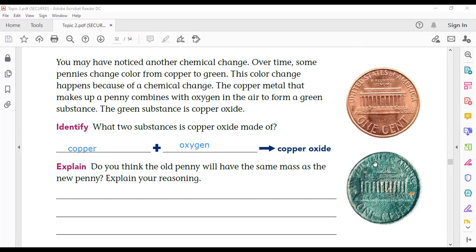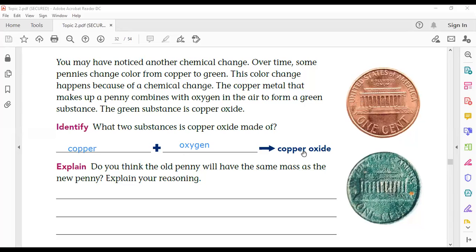Look, the difference. So the copper oxide is made up of two substances, copper and oxygen. When copper in this penny reacts or combines with oxygen in the air, a new substance is formed, called copper oxide. This is a chemical change.